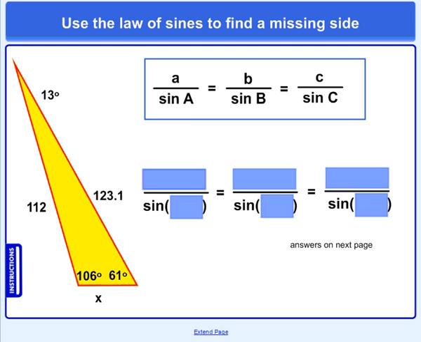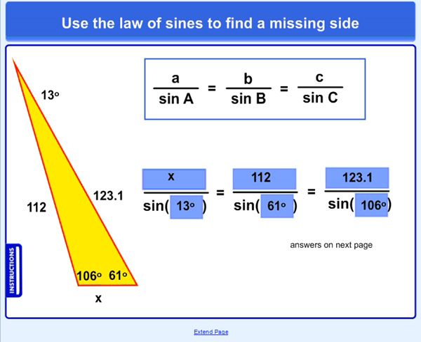Okay, so we're actually going to use the law of sines here to find the missing side. The missing side happens to be x, so let's put that here. And that's across from angle 13, so it's going to be over sine of 13 degrees. Then this is 112, and that's across from angle 61 degrees, so 112 is going to be over sine of 61, and 123.1 is going to be over sine of 106.